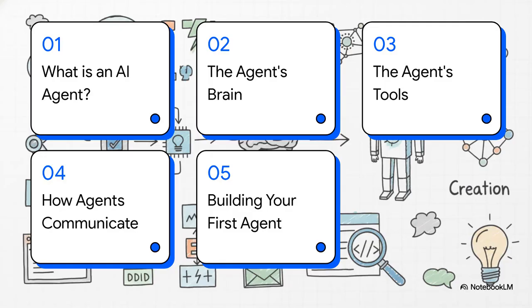Here's the plan. We're going to start with what an agent even is. Then we'll look at its brain, its tools, kind of like its hands and feet, then its nervous system, and finally, how you can actually build one yourself. It's going to be like a full dissection, from the basic idea all the way to creation.